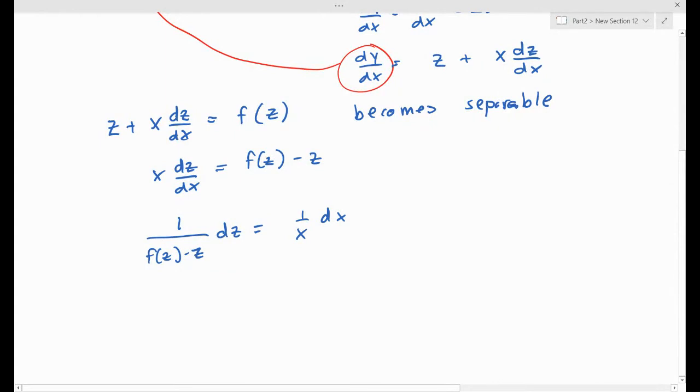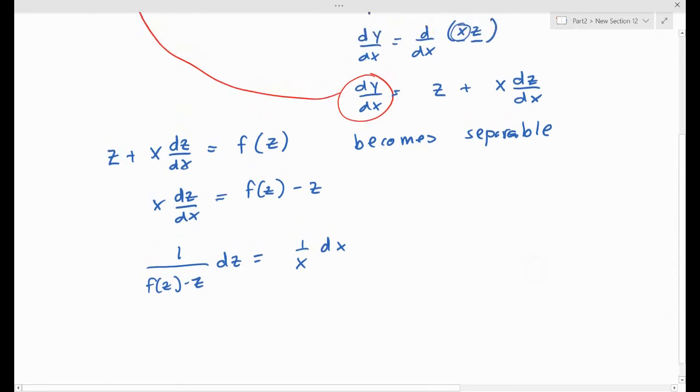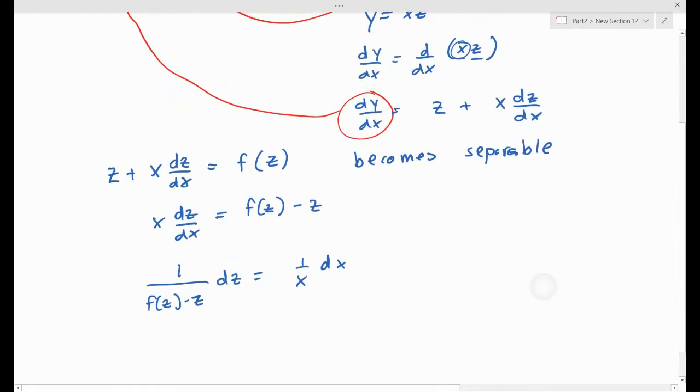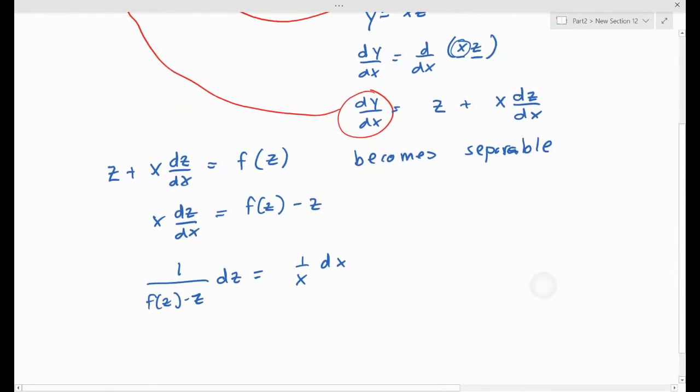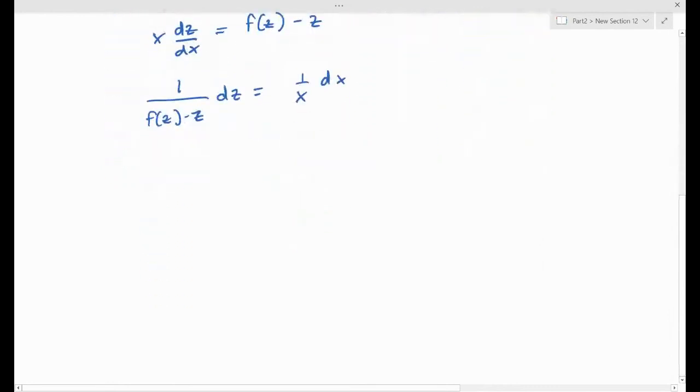So would you like to see an example of a homogeneous differential equation? Okay, very good.